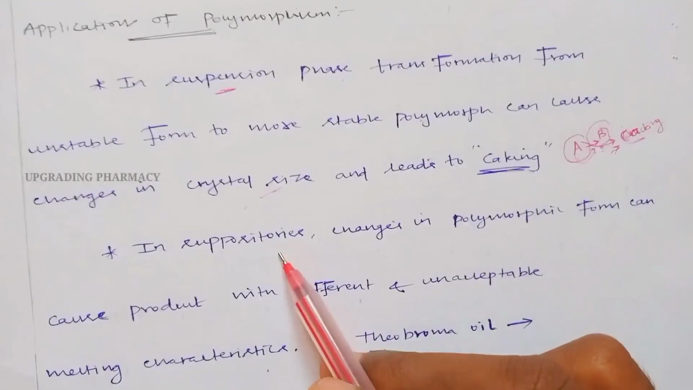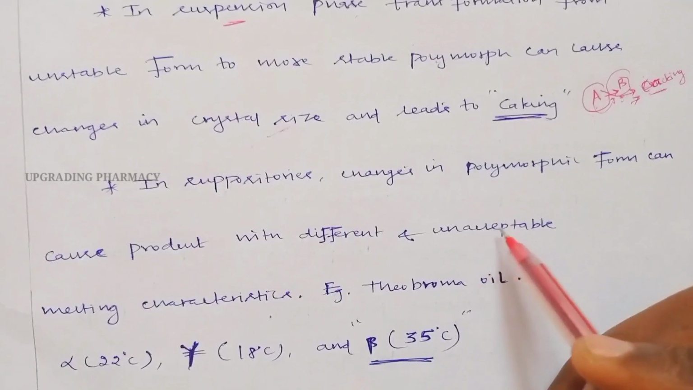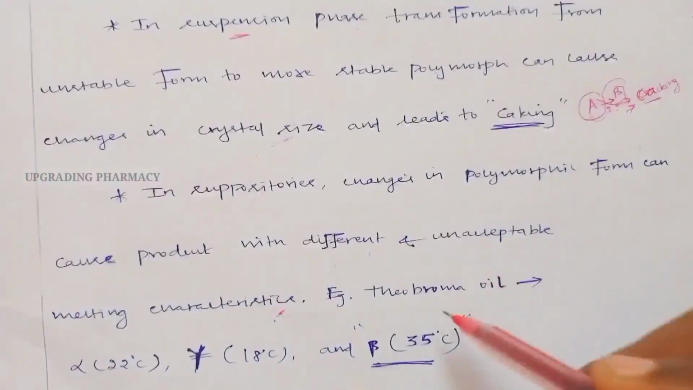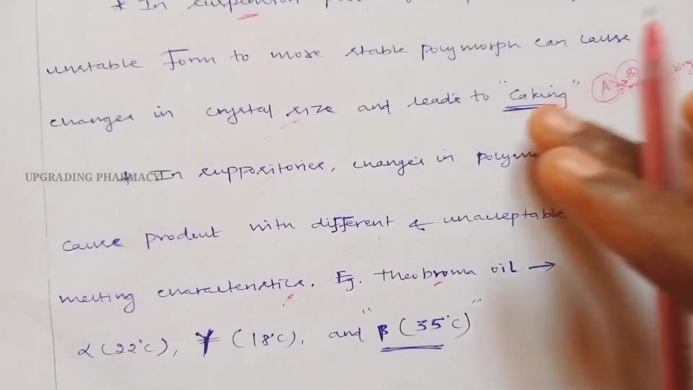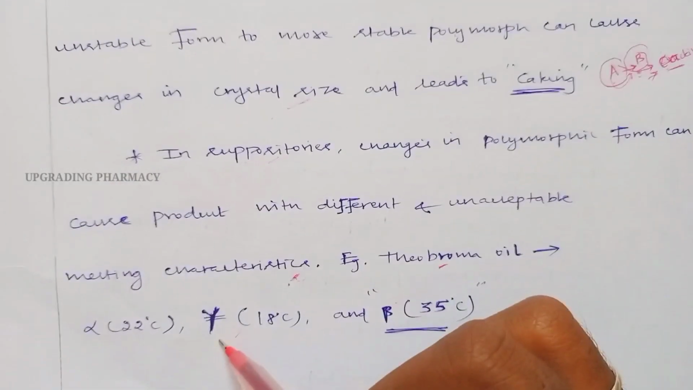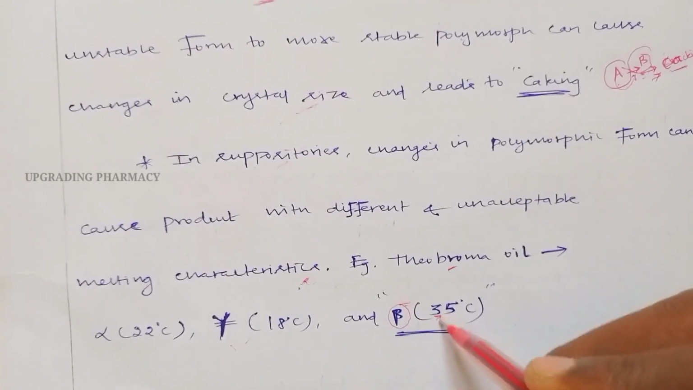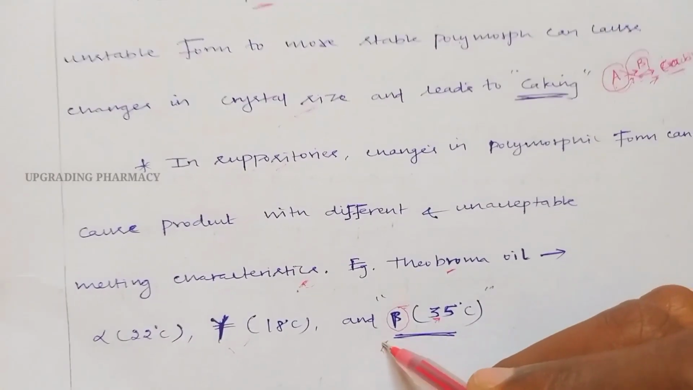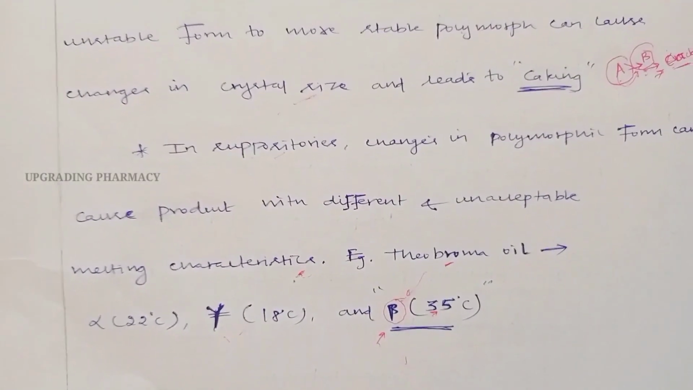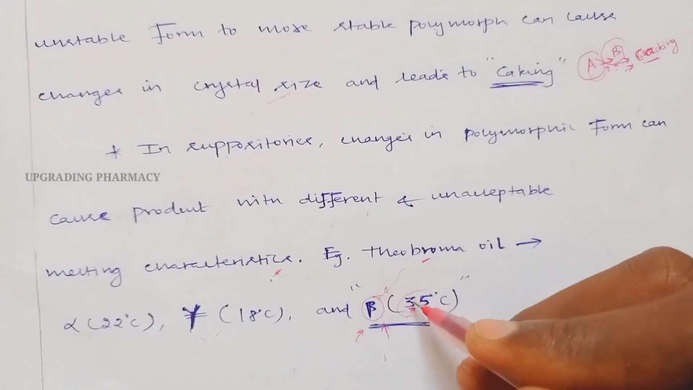In suppositories, changes in the polymorphic form can cause a product with different and unacceptable melting characteristics. We also know that in suppositories there is theobroma oil. Theobroma oil exists in three crystal forms, alpha, beta and gamma. Of these, beta melts at 35 degrees Celsius. So when this beta theobroma oil is inserted into our rectum, it will melt at that temperature, 35 degrees Celsius.